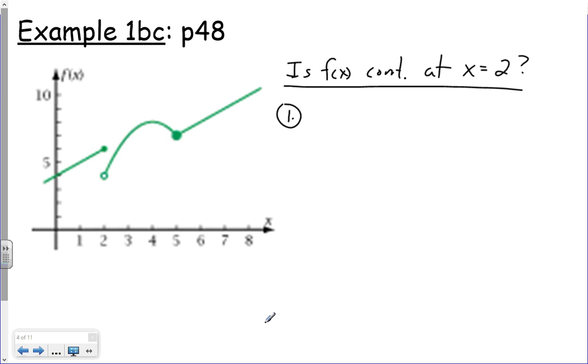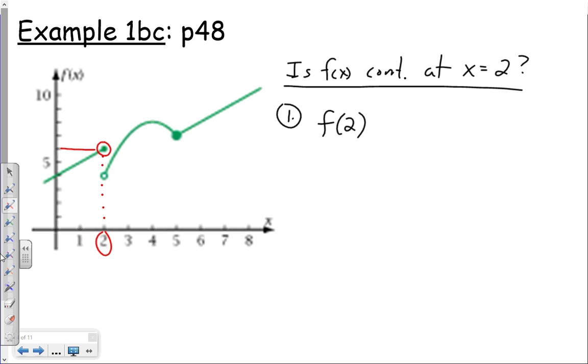So the first part of that definition of continuity talks about the function existing. So let's evaluate this function at 2. If I plug in x equals 2 into that function, I can see that this thing is defined. That's that solid point that they've got marked there. It corresponds to a value of, I should do that with a dotted line here. What is that? 1, 2, 3, 4, 5, 6. So yeah, it looks like f of 2 is equal to 6.